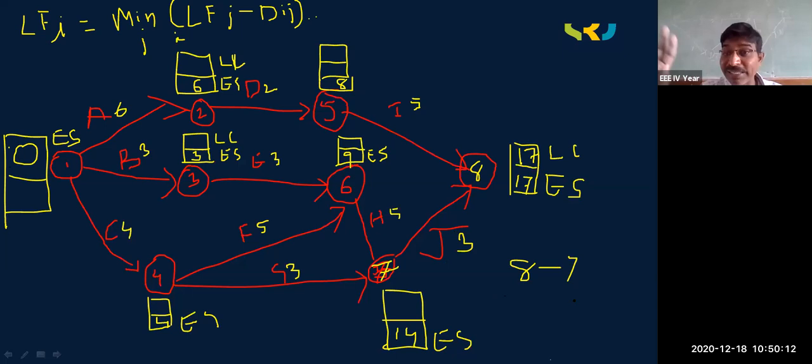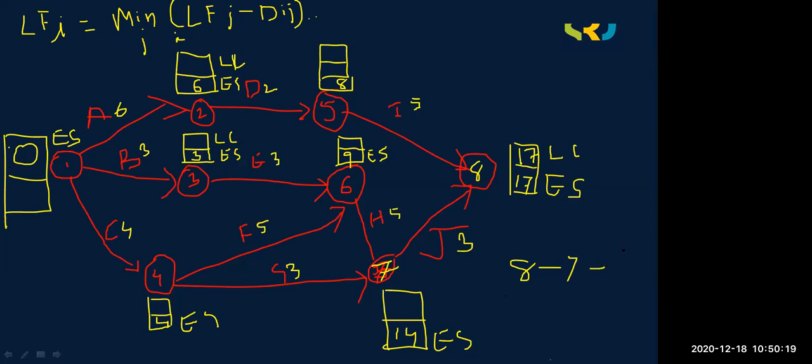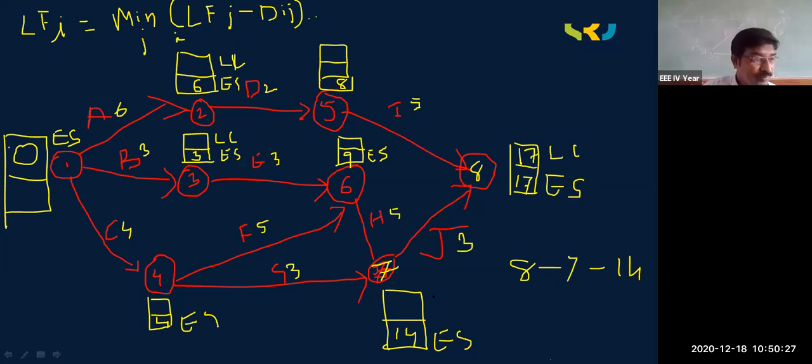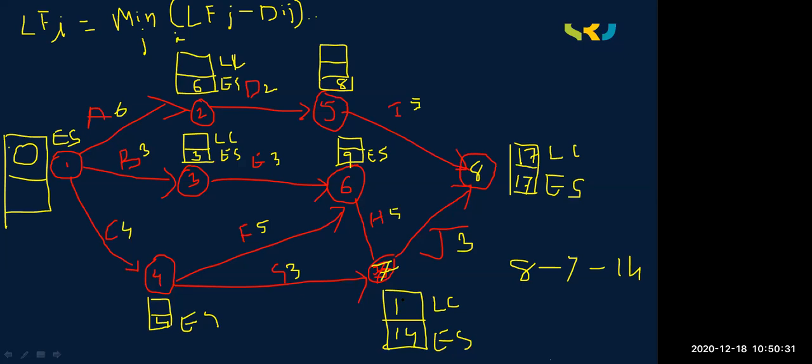From 8 to 7, what is the latest completion time? 17. 17 minus 3, 14. Now here for the 7th activity, what is the latest completion value? 14. And once 7 is over, what is the next thing we need to do?